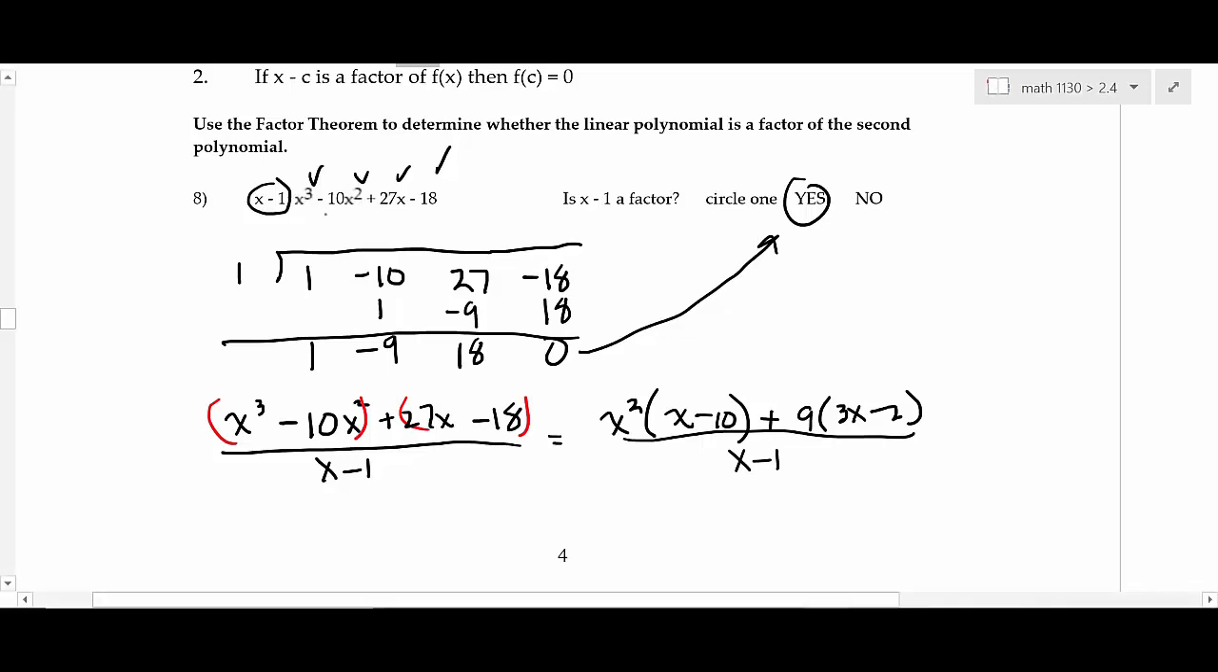But what basically happens is this. This is what really happens. If you took the answer, which is x to the second minus 9x plus 18, and multiplied that by the divisor, this is what I meant to do. So this is what I want you to do. We're going to take this and multiply this out.